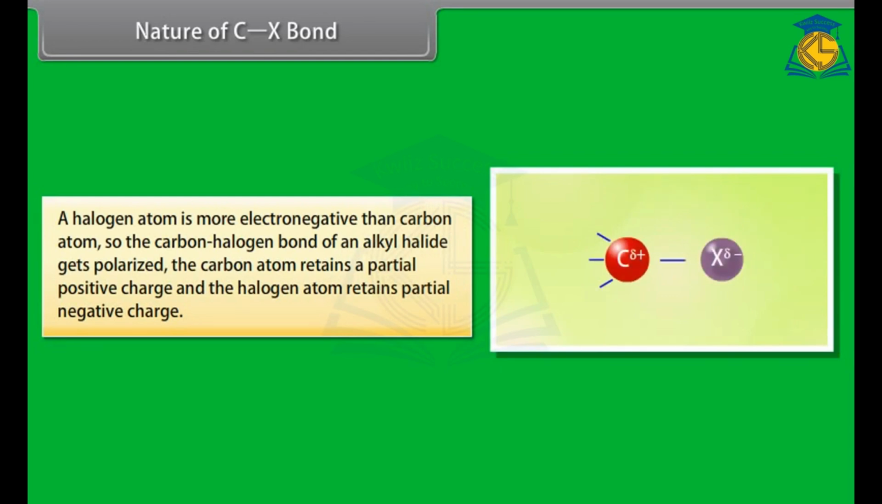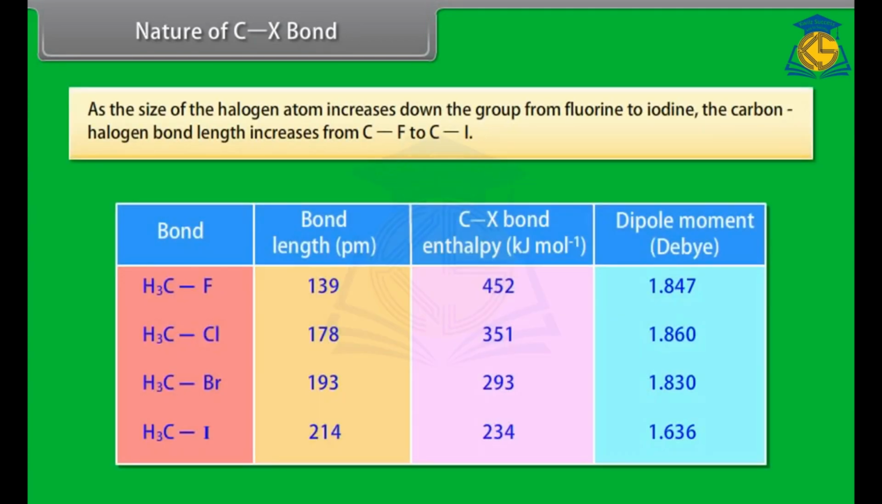Nature of C-X bond. A halogen atom is more electronegative than carbon atom, so the carbon-halogen bond of an alkyl halide gets polarized. The carbon atom retains a partial positive charge and the halogen atom retains a partial negative charge. As the size of the halogen atom increases down the group from fluorine to iodine, the carbon-halogen bond length increases from C-F to C-I. Methods of preparation.